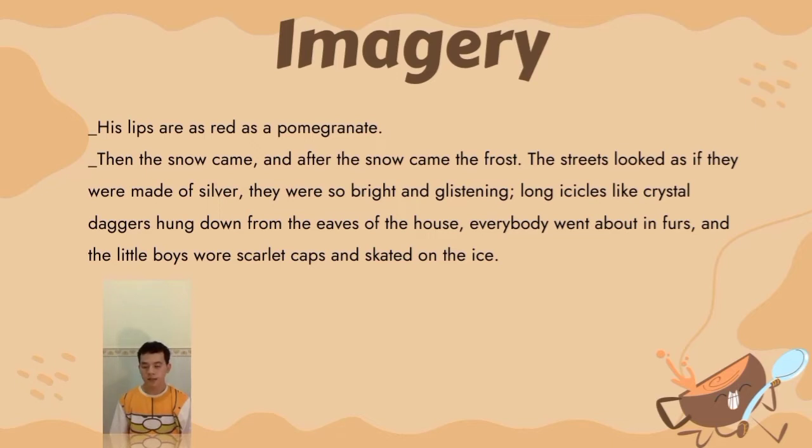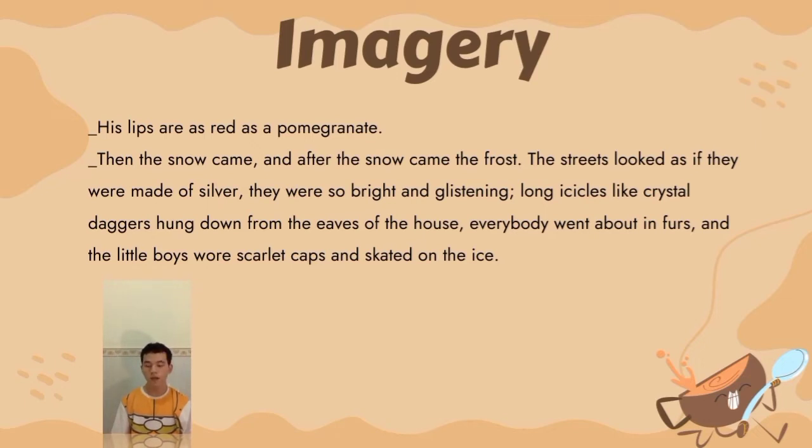The line is that his lips are as red as a pomegranate. In this line, we can imagine that his face is as red as a pomegranate as he cried, because the eyes of a person who cries are always red. And now for the next sentences.